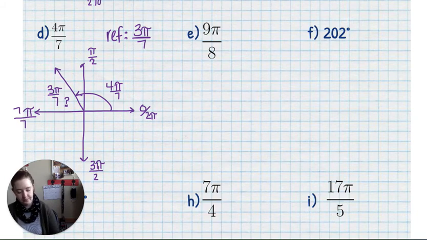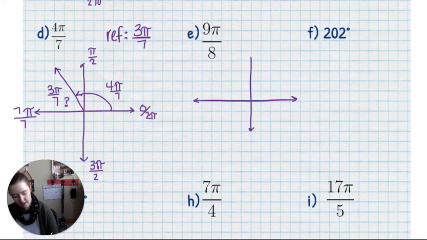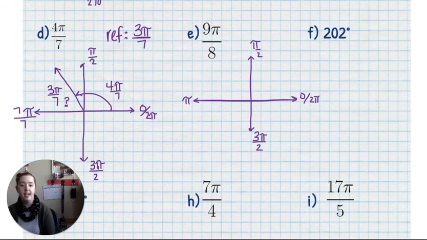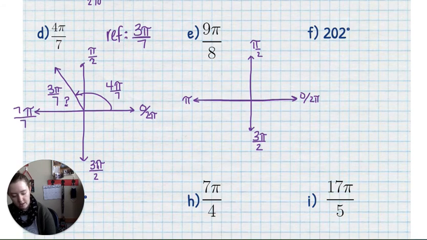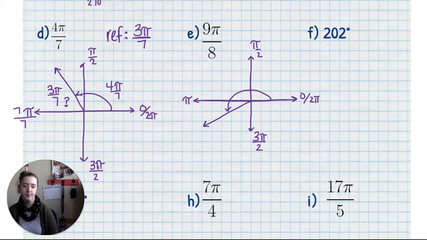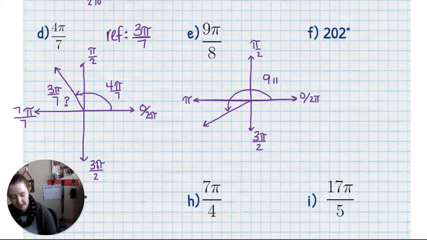On this next one, we got 0. Right here is pi over 2, or half of a pi. Over here is 1 pi. Down here is 3 pi over 2, or 1.5 pies. And this is the same thing as 2 pi. So 9 pi over 8. 9 over 8 is a little bit bigger than 1, right? So it's a little bit bigger than 1 pi. So this is 9 pi over 8.